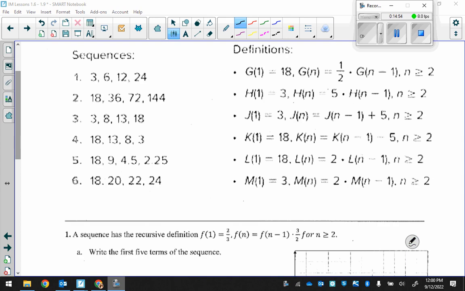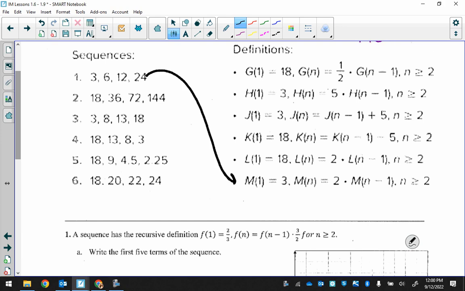All right, let's go through matching, okay? You have sequences on the left, recursive definitions on the right. So for number 1, which one does that match to? Good, to the last definition, so M. Excellent. Okay, how about number 2?